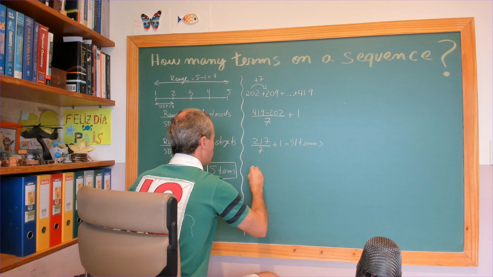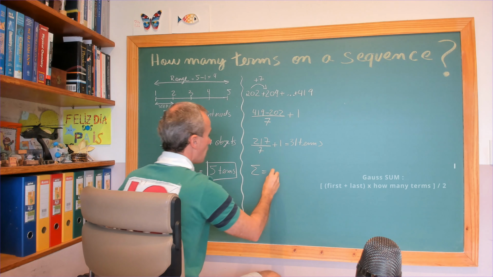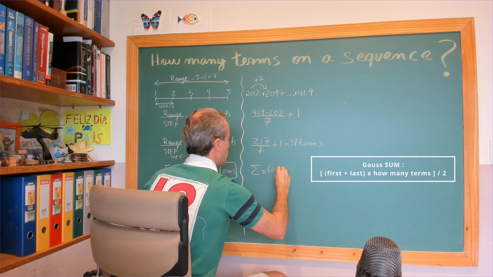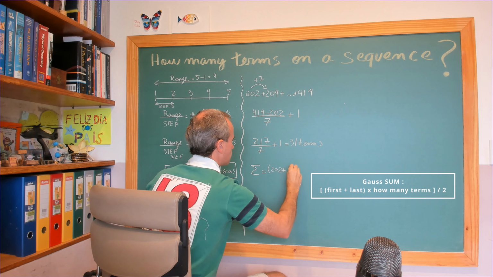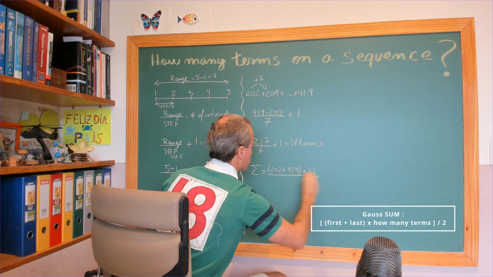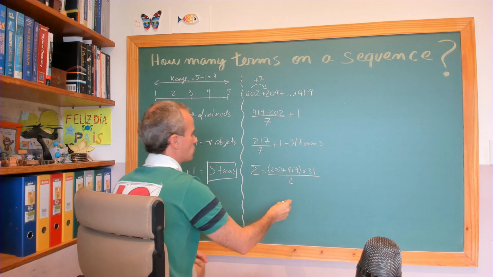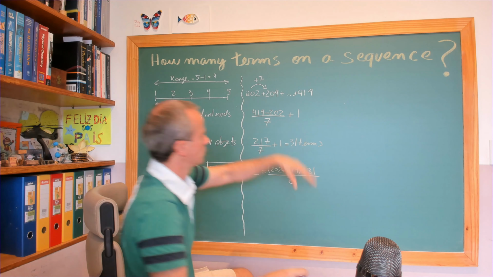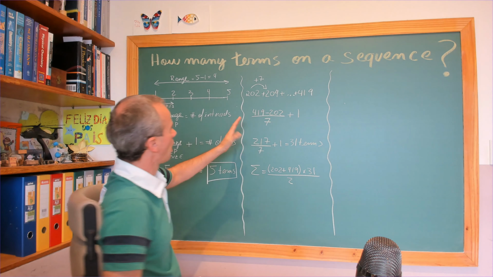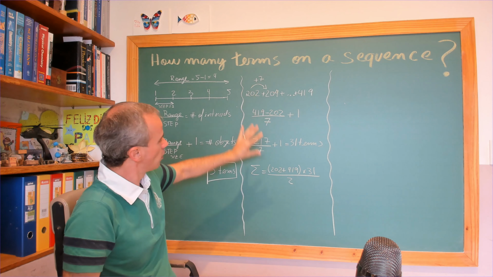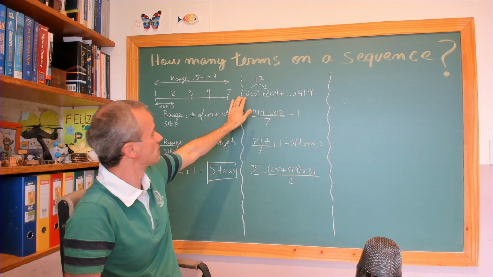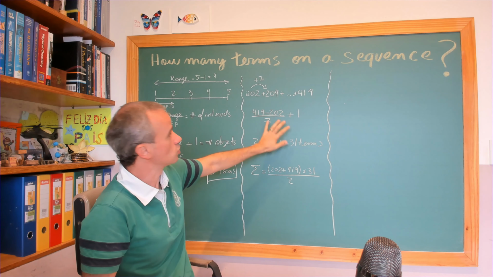If you want to know the sum, remember the Gauss sum. So we just take the first plus the last, multiply by the number of terms, divide by 2. So what is this going to be? Well, we do the math. I'm not worried about going into this. I just want to show you how to get the number of terms, because if someone asks for the sum, you would need to know how many terms.